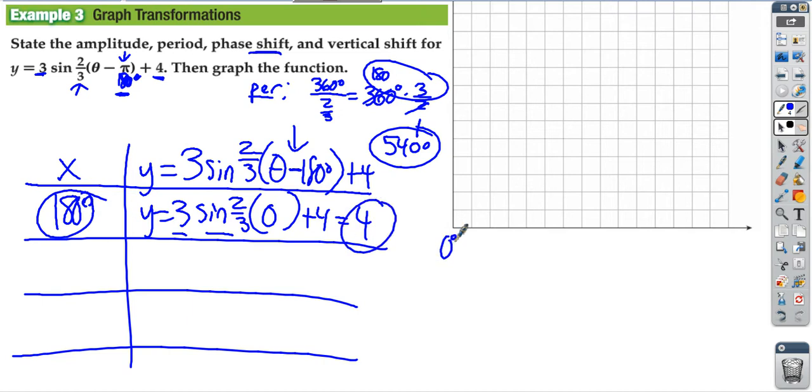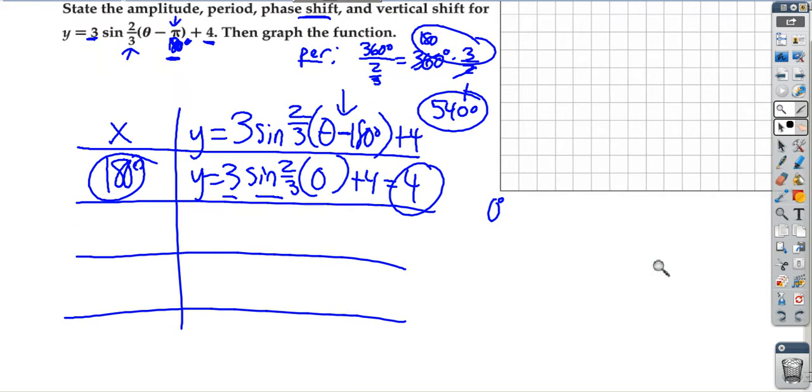So here's 0. Let's call this 90. Let's call this 180. Actually, let me make this a little bit smaller, because this period is going to be 540, so we're going to run through it and it's going to take a little bit longer. So 180, this will be... actually, we'll wait to fill this in. I'll show you why in just a sec. So we know our first point is at 180, comma 4.